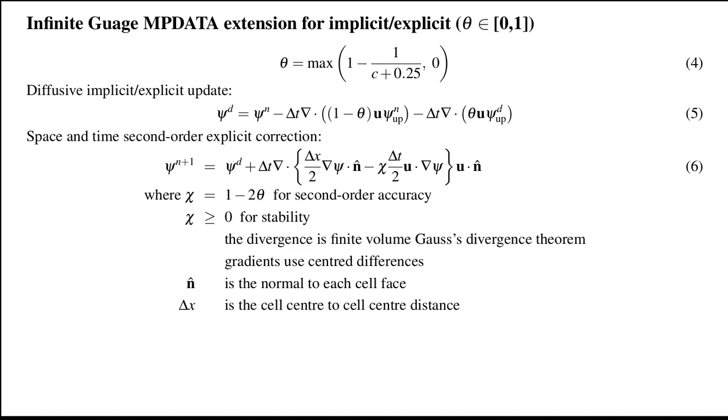However, if theta is greater than 0, if there's any implicitness, then the correction is adjusted slightly to maintain second order accuracy. However, this becomes unstable if chi is less than 0. So once the Courant number gets big enough and theta gets big enough, this has to be limited. Chi has to be always kept greater than 0 for stability. So then you lose second order accuracy when the Courant number is greater than 2. In this correction, the divergence is calculated using Gauss's divergence theorem, standard finite volume, and the gradients inside here are calculated using centered differences. N hat is the normal to each cell face, and delta x is the cell center to cell center distance.